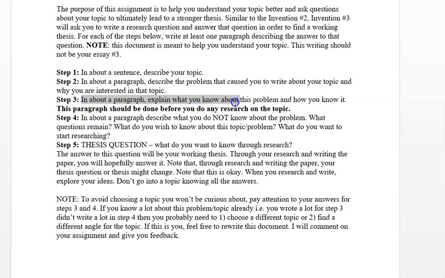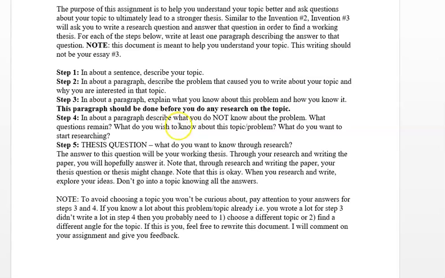Step number 3, in about a paragraph, explain what you know about this problem already. Before you do any research, you should be doing this step. What do you know already? I ask this because I don't want you to be writing about a topic that you already know everything about, that you wrote about last semester or last year. You're already an expert, and you're not learning anything. I want you to learn something from this project. So you should find a topic that you know a little bit about, but you don't necessarily know everything about. So what do you know about this problem already?